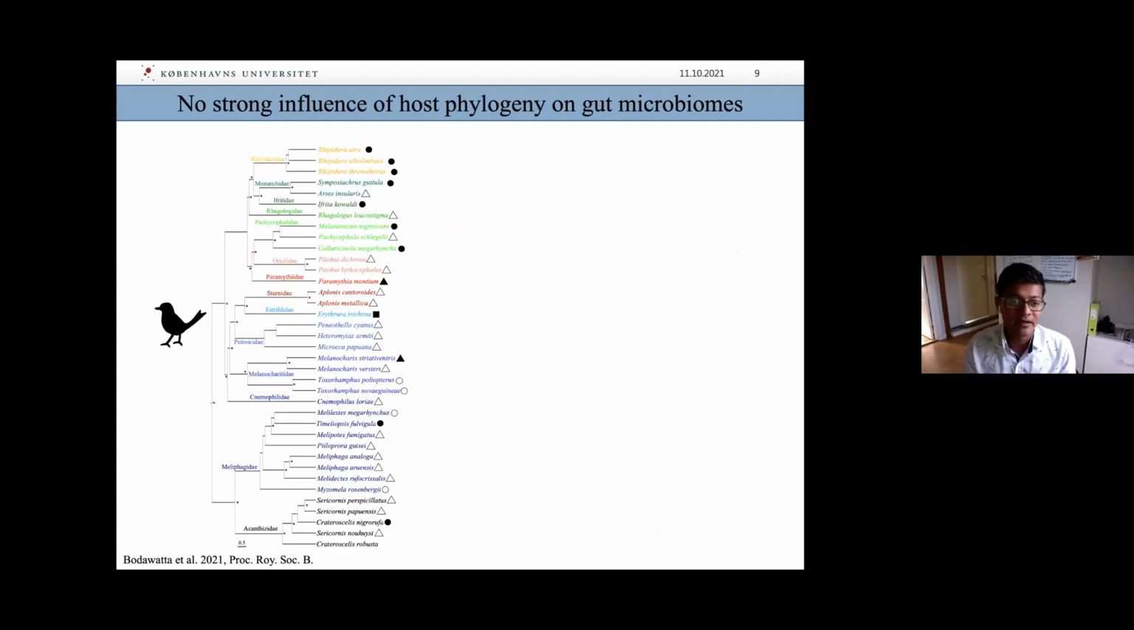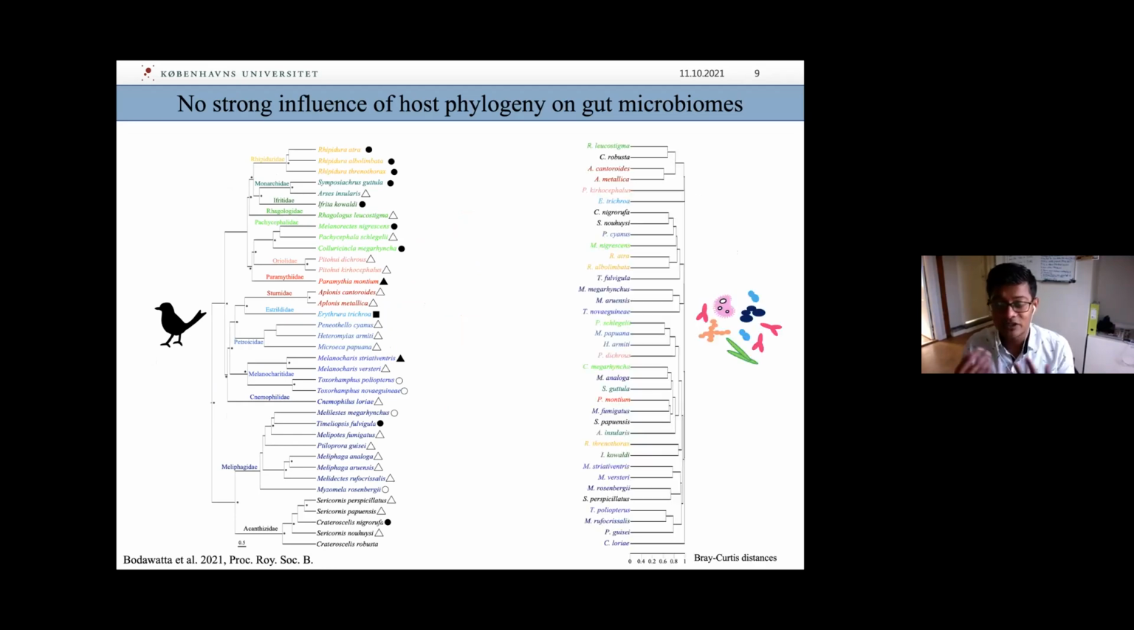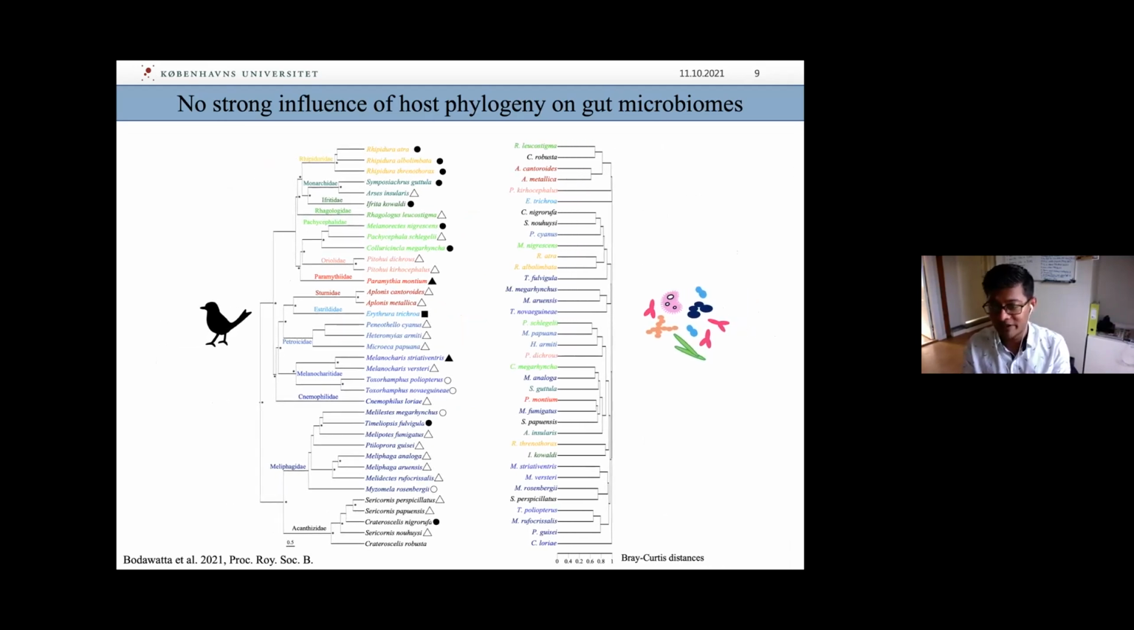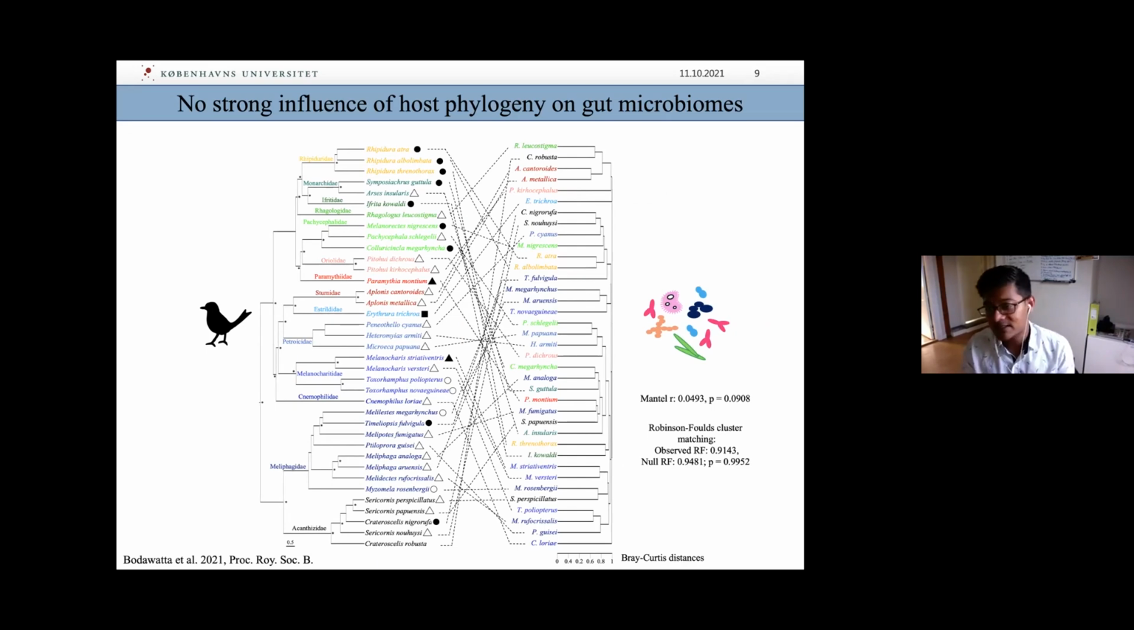To do this, I generated a bird phylogeny using mitochondrial and nuclear gene sequences from these 37 bird species. And then I also generated a matrix of microbial similarity of the different species I'm using, and tried to align them together to see if we see an association between these two matrices. And when we tested it statistically, we did not find an association between these two, showing that there's no phylosymbiosis in avian microbiomes, indicating that there's less importance of host evolutionary history on the structure of these complex communities.